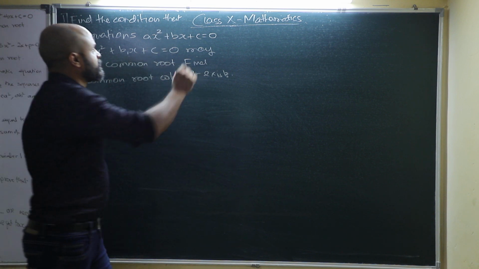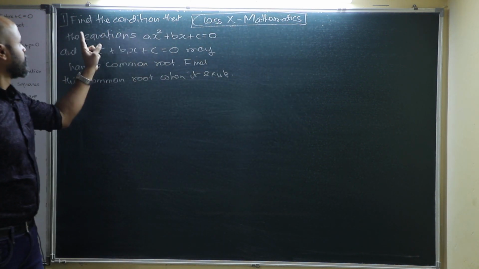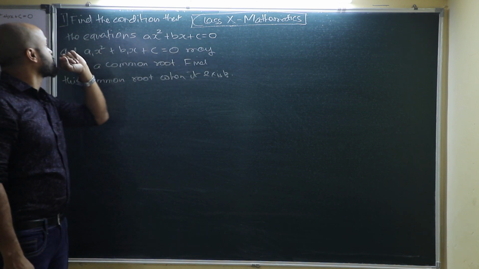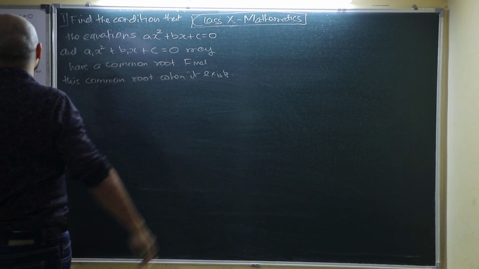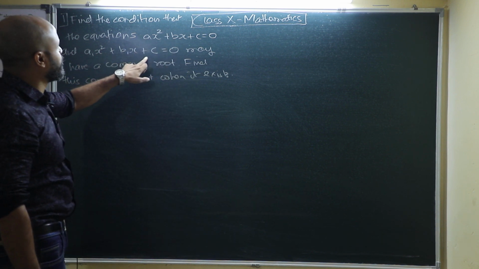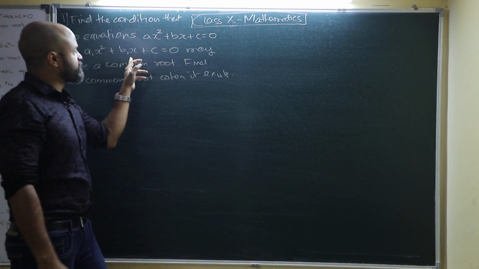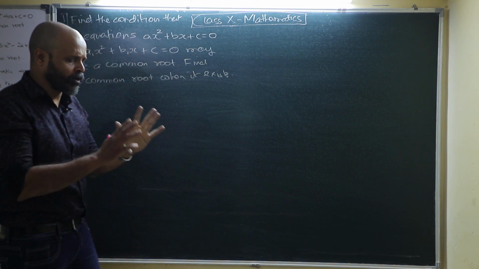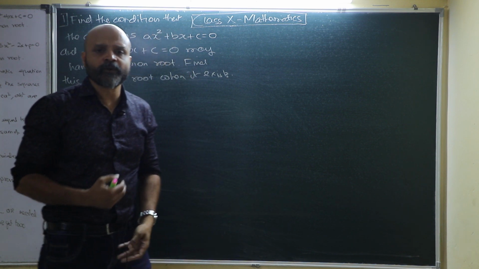Find the condition when the equations ax square plus bx plus c is equal to 0 and a1x square plus b1x plus c is equal to 0 may have a common root. Now these two equations have a common root. That's the situation that has been given. We all know that there are two roots for any quadratic equation, as it is a quadratic equation.